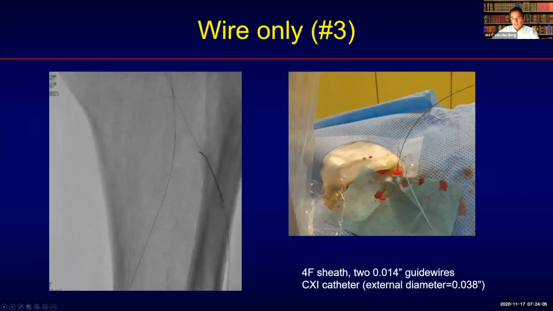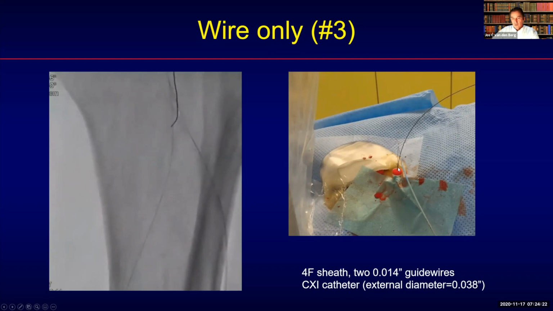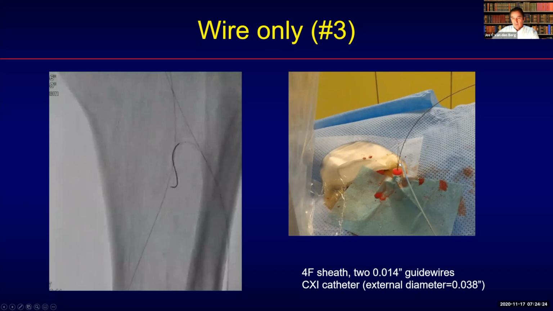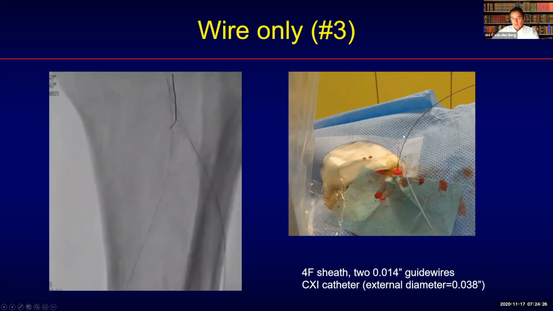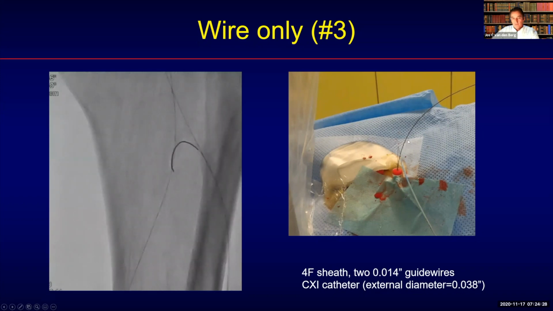So here we have again my 4 French sheath, 0.014 guide wires. Here you can still see the 4 French diagnostic catheter sticking out, and here you can see one of the guide wires, the one in the antegrade fashion that I used into the posterior tibial artery that I then used to reconnect afterwards.